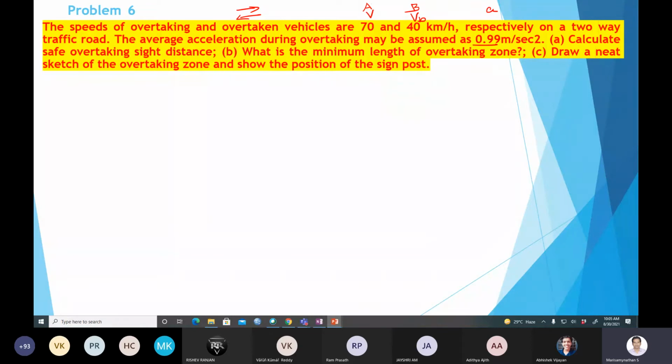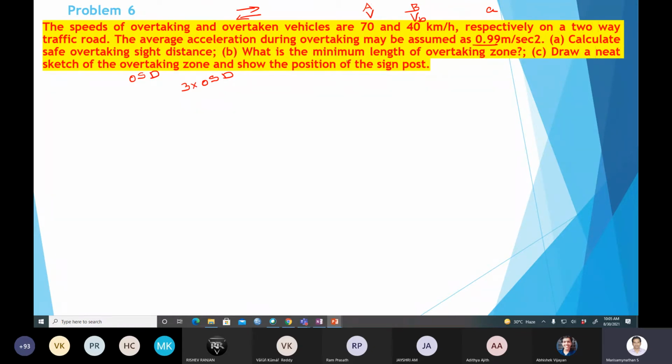Calculate the safe overtaking sight distance, OSD. They were asking what will be the minimum length of the overtaking zone, 3 into OSD. Draw a neat sketch of the overtaking zone and show the positions of the signboards. So they were asking where to keep the signboard and what will be the overtaking stretch.